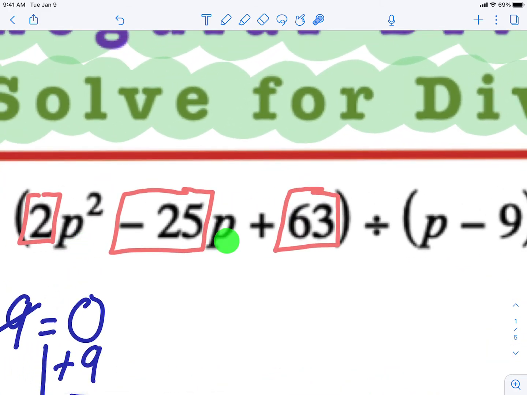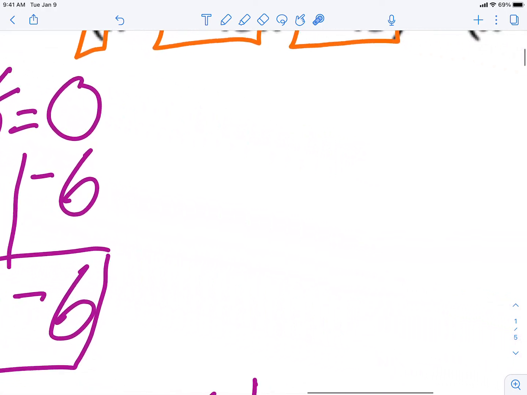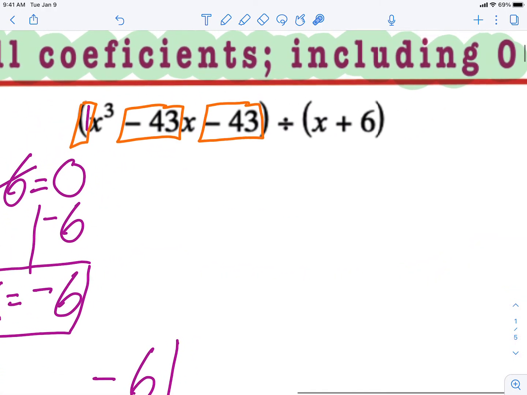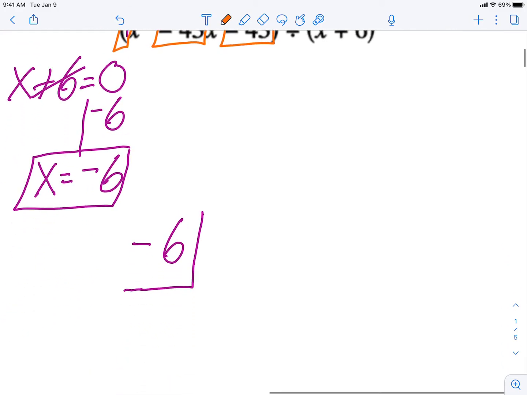Now, I noticed here, p to the power of 2, 1 less, p to the power of 1. 1 less is p to the power of 0, but I don't need to have p to the power of 0, right? So let's see here. Okay, x to the power of 3. 1 less is x to the power of 2. Wait a minute. Where is x to the power of 2? Okay, let me write them down here.